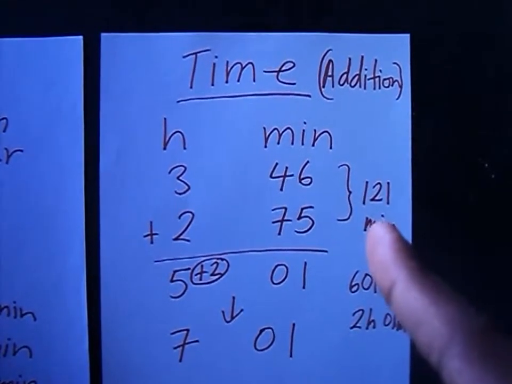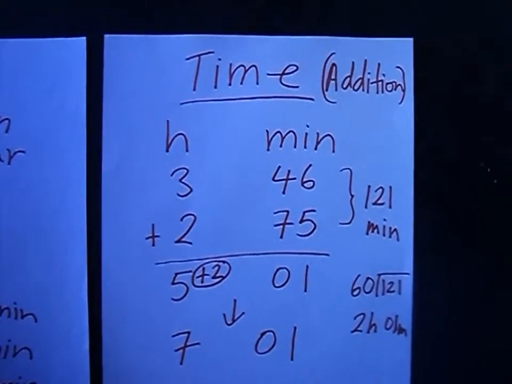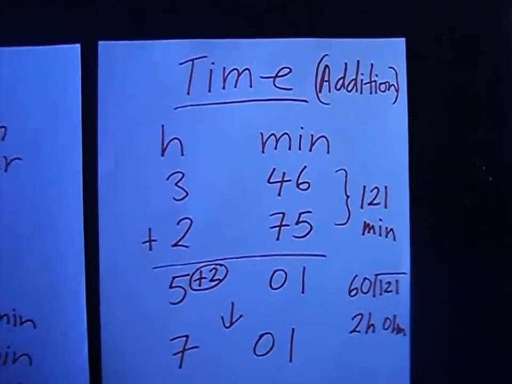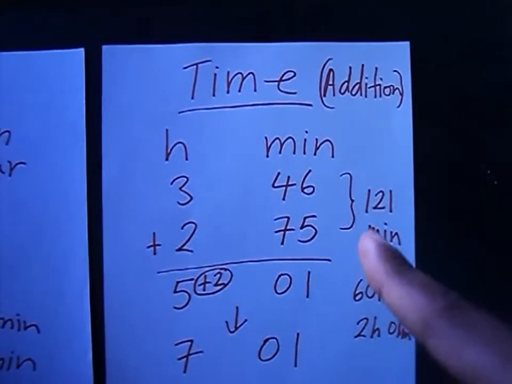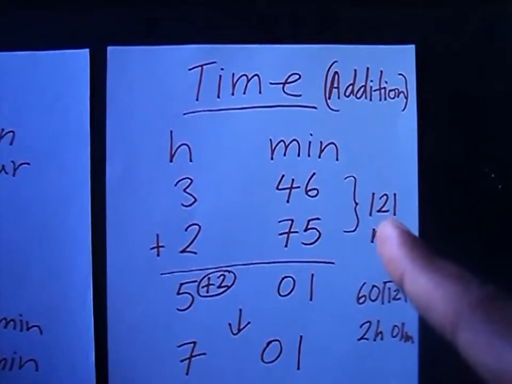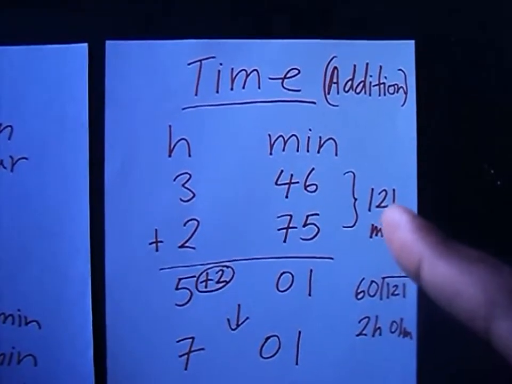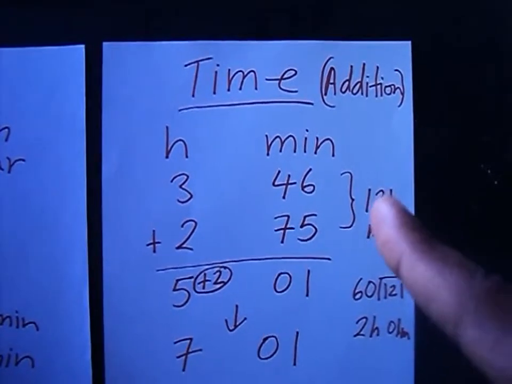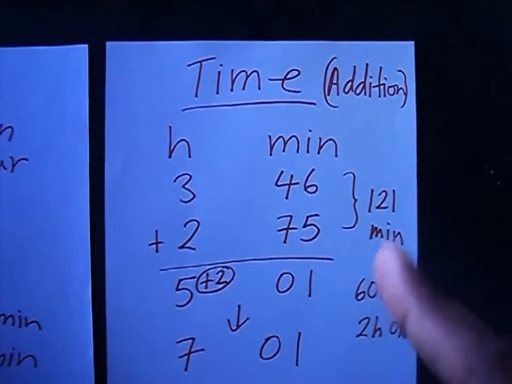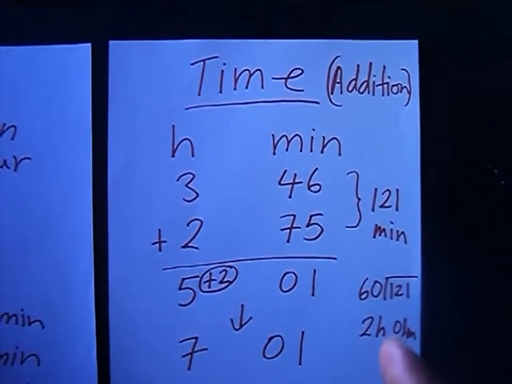Now, you can't put 121 there like that. That will be very odd. So you have to change this into hours and minutes. You must divide this 121 minutes into hours and minutes. So we are going to divide 121 minutes by 60. You're going to get 2 hours and 1 minute.